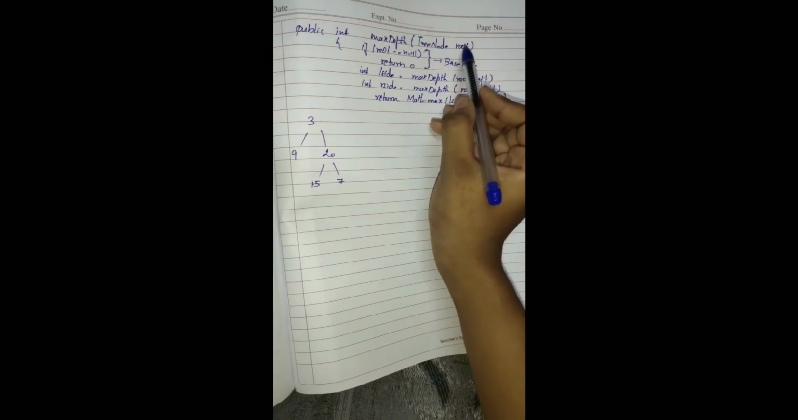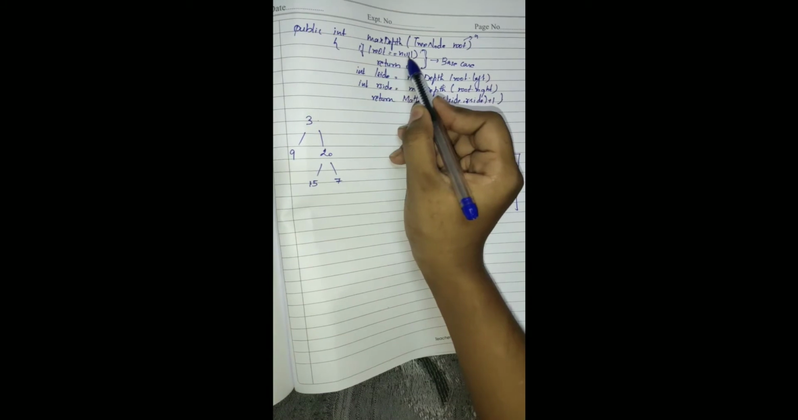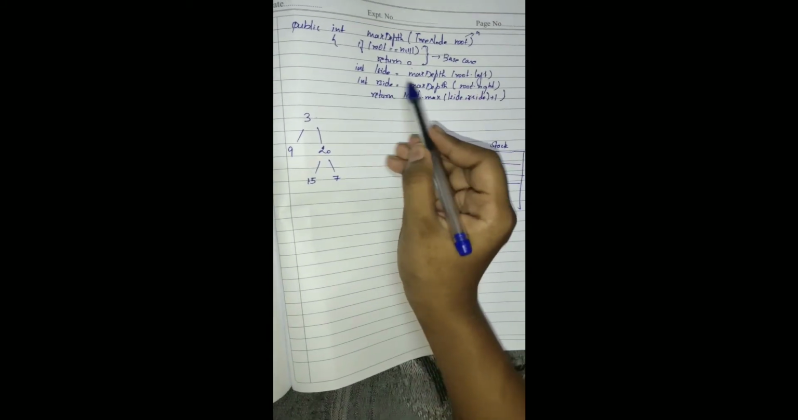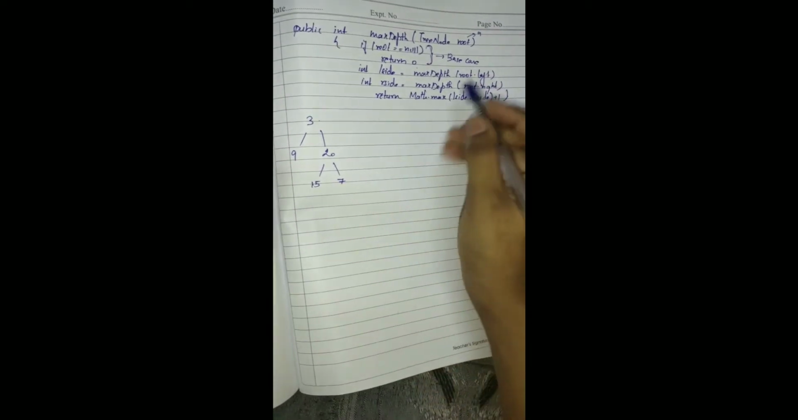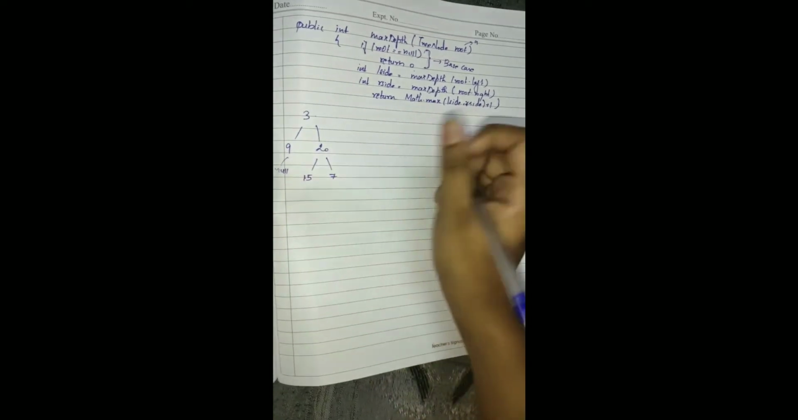Now this root will become 9. Is root equal to null? No, root is not null. Again, left side will be equal to maximum depth of root dot left. Now root is 9. What is left of 9? Left of 9 is null, which is 0.